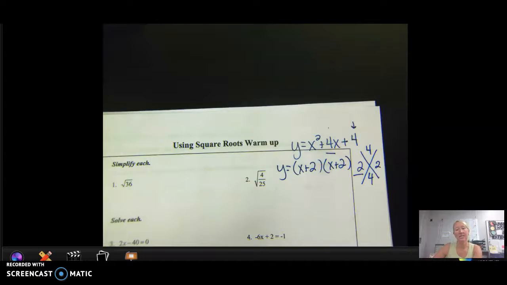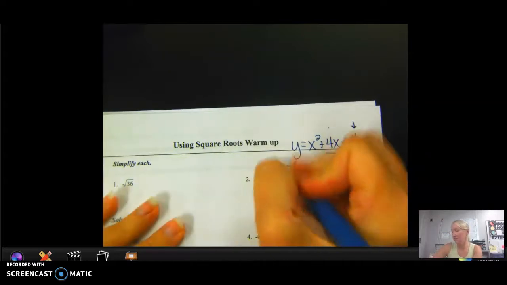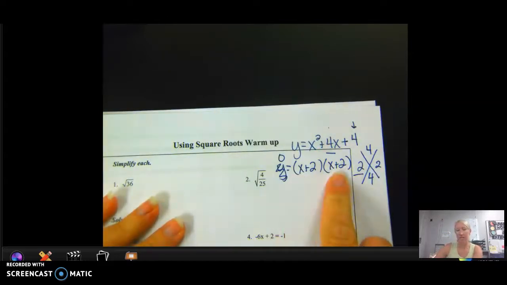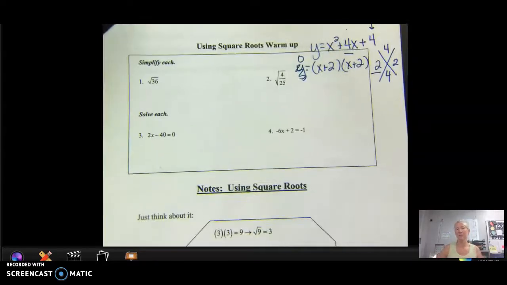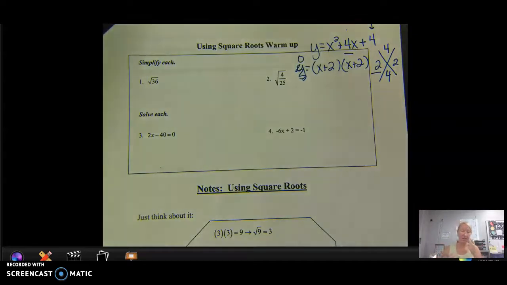Well, in this section, we're going to set this equal to 0, and you're actually going to solve for x. So this factoring happened last year in Algebra 1. We're going to solve for it. But before we do that, there are different methods to solve for these. The one we're going to go over today is the square root method, because we've been working with square roots, so it only makes sense to go into the square root method, right?